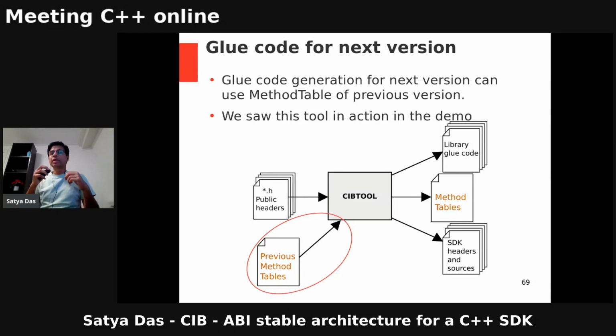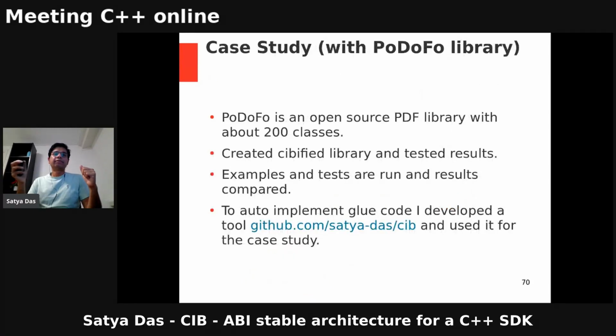And this is what you actually saw in the demo that I gave you. So this tool was actually working behind the scenes and ensured ABI stability, which was not possible without this. Fine. So we can have this tool, and I already have this tool, and I have a GitHub page where I have developed it. And finally, how good is this architecture, or is it viable in the real case?